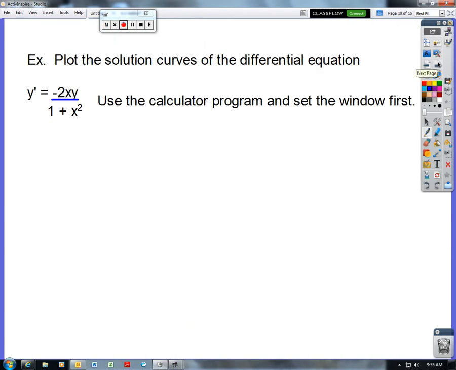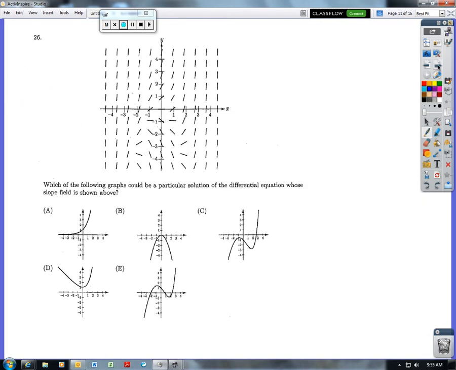Okay, so this we're going to do in class, because I cannot demonstrate it on the board with my calculator. This is what a slope field looks like, and we'll do this in class as well. So I'm just going to wait on that one. You can see it's really interesting down in here, isn't it?